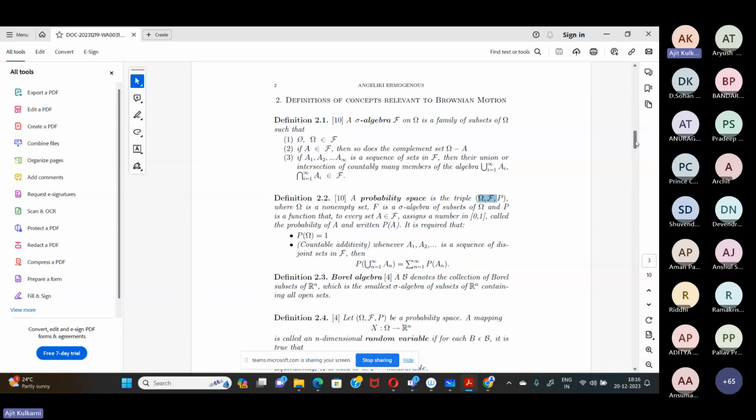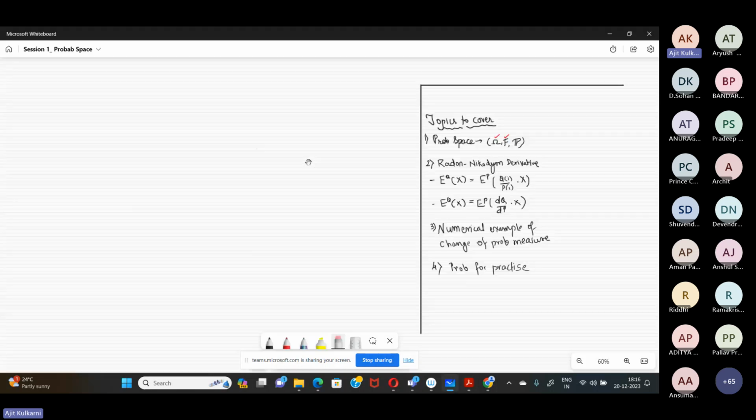The way I have planned to structure this first session is to start with probability space, which is omega, filtration and probability measure. Then we'll go to the Radon-Nikodym derivative, then a numerical example, and some problems for practice. I don't think we'll be able to cover all things in this session. We'll carry it forward to the next session if we're not able to cover it. But let's see how it goes from here. I would like this session to be interactive, so keep telling me at what place we are and where we want to reach.